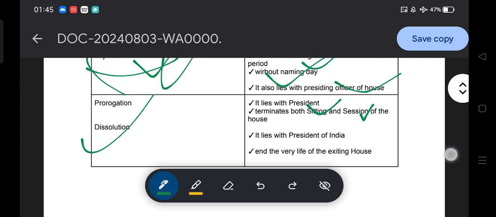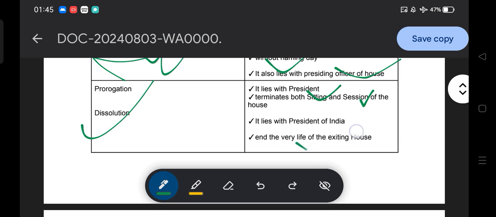Then dissolution is also a power that lies with the President. The President can end the very life of the existing house. However, you need to remember, Rajya Sabha is never dissolved, it is a permanent house. But on the other hand, Lok Sabha is dissolved every 5 years. You need to remember that.